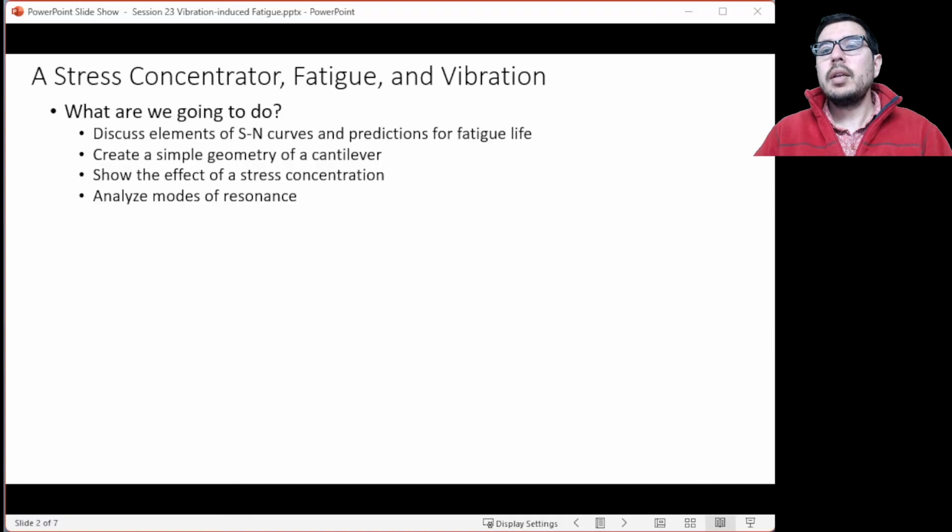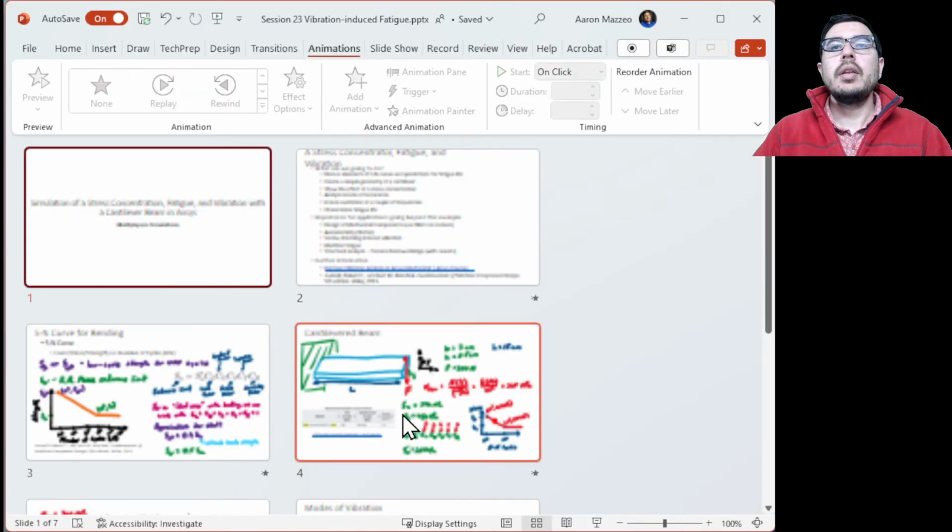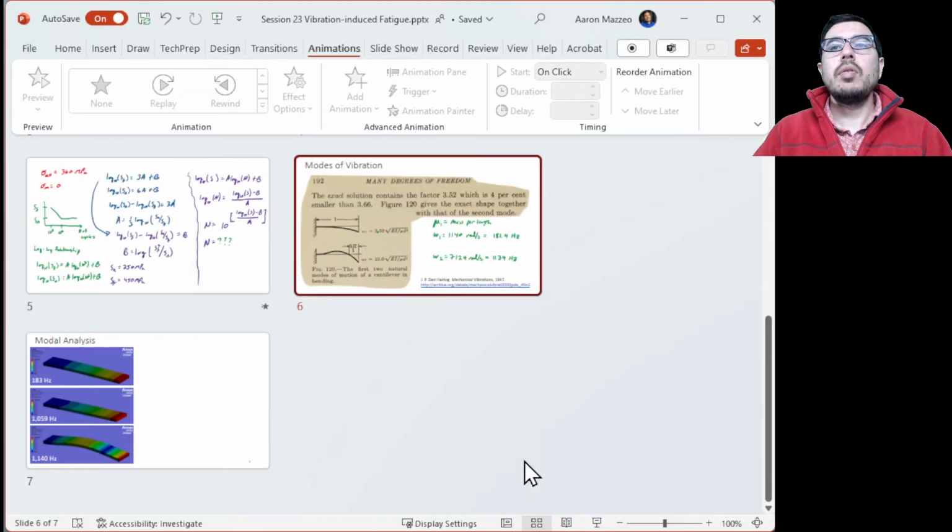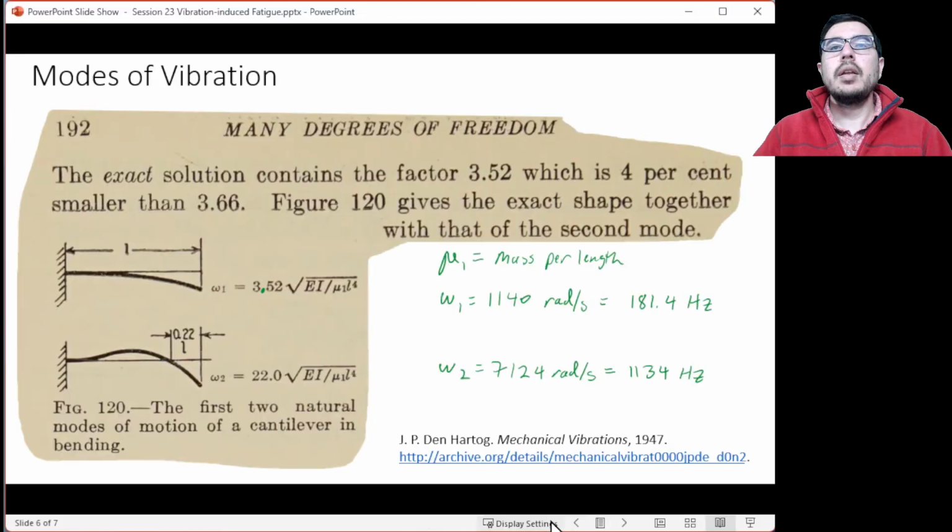In textbooks, what you'll find is some classical treatment to calculate out the first couple modes of resonance for a cantilever beam. And this is from Den Hartog's book, and what he says here is that we can estimate, or we can calculate out, the first and second modes of resonance by these equations.